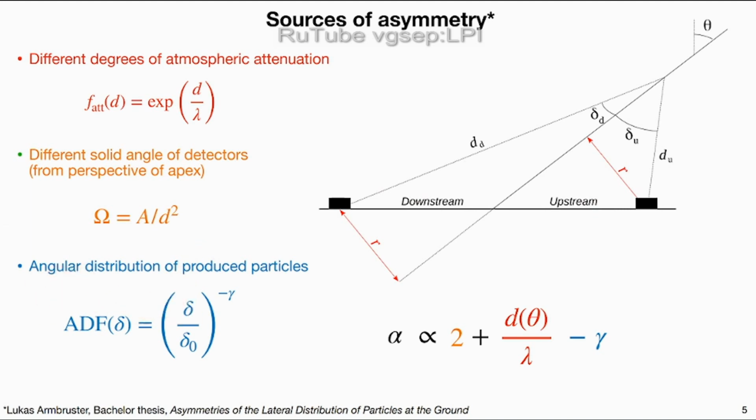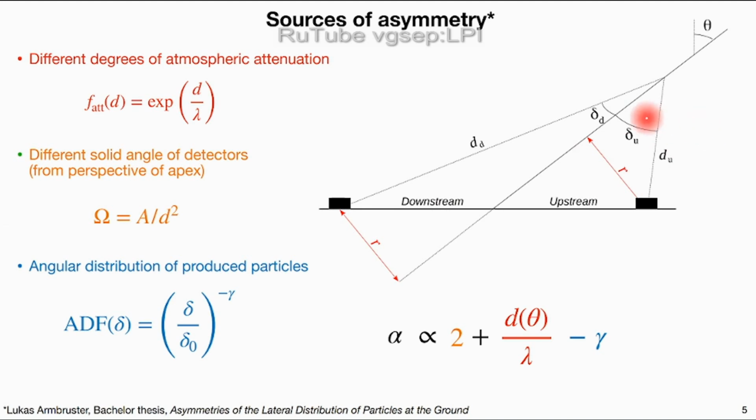The last of the effects that cause these asymmetries relates to the angular distribution of these produced particles. Here we have a difference in the angle, as I mentioned before, between the shower axis and the trajectory of this particle to a given station. And this relates to the transverse momentum of these produced particles. If you have a narrower distribution, you would actually have less signal upstream than downstream.